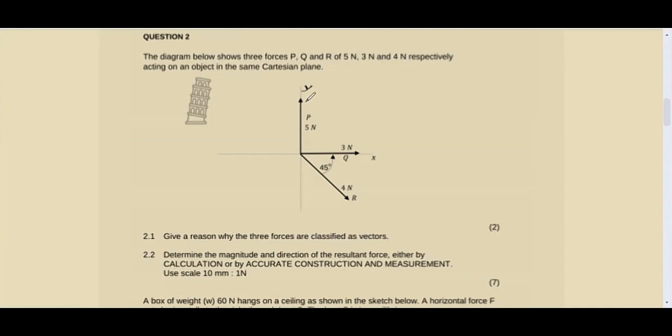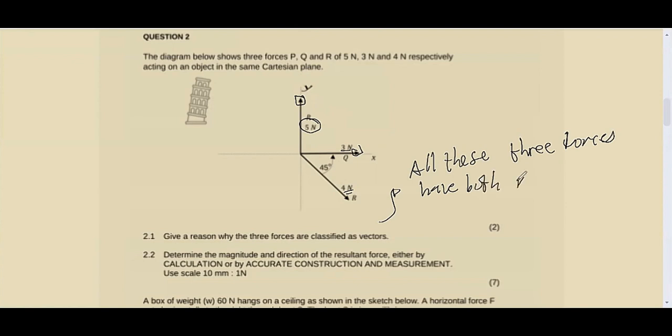So we know what a vector is. A vector is a physical quantity that has both magnitude and direction. So if we are to look at why these three forces are classified as vectors, we can say that they have magnitude and direction. The direction is represented by the arrows, and the magnitude is represented by those sizes there. So we can say that all these three forces have both magnitude and direction.